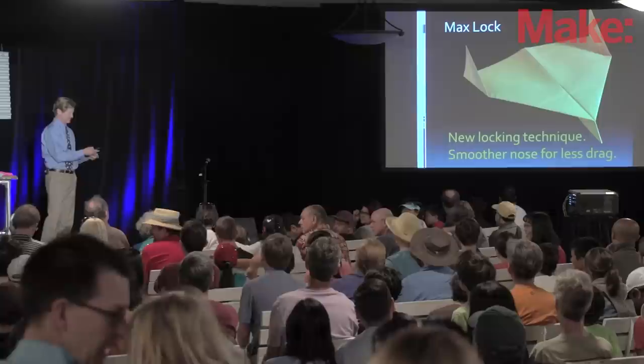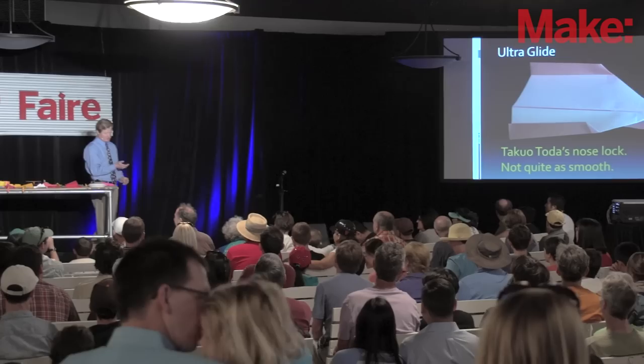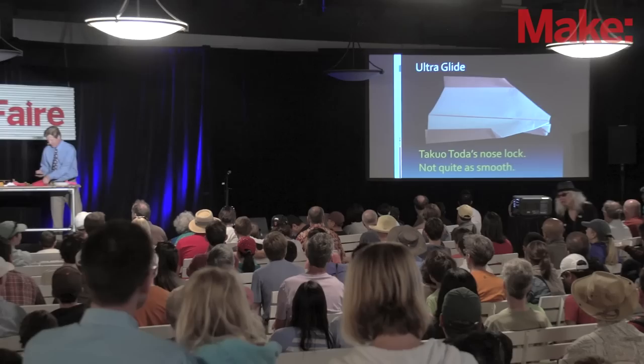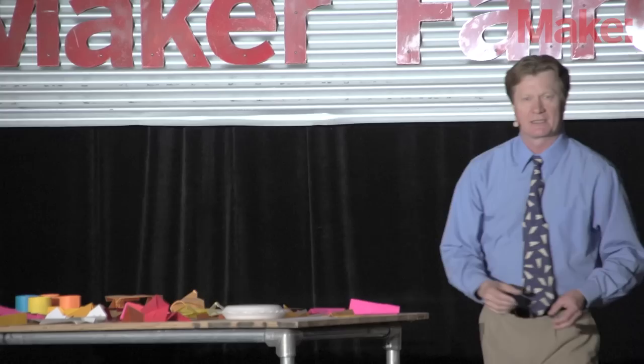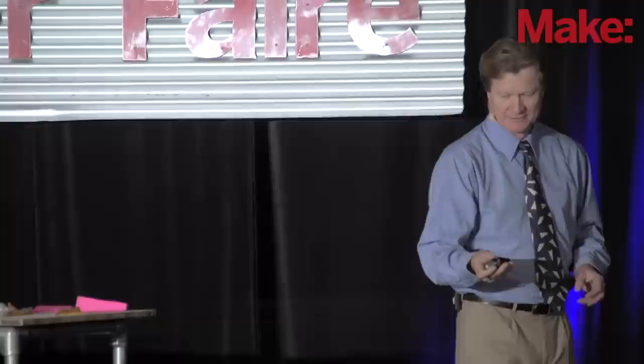Whoa. It's now designed to do stunts. This particular airplane is called the Ultra Glide. Now, I borrowed the nose lock technique from Takuo Toda, who's the world record holder for time aloft. And again, if you lock the body of the plane together, you get a plane that glides a little more cleanly.